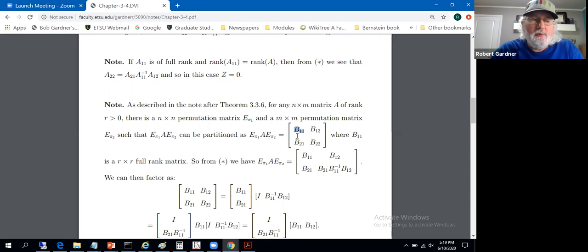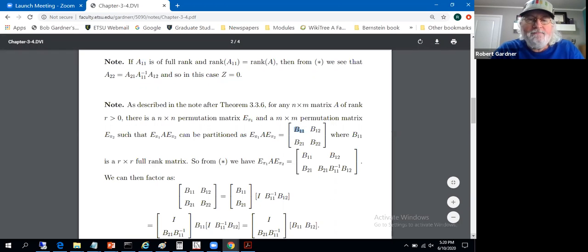This was the row equivalent full rank form or something to that effect. We saw this a couple of videos ago. But we're creating this little square matrix B11 that's R by R. It's full rank. We started with the assumption that A was rank R. So in some sense, we've got all of the rank isolated in the upper left. And all we did was permute some things around. We did that in a proof in the past as well.